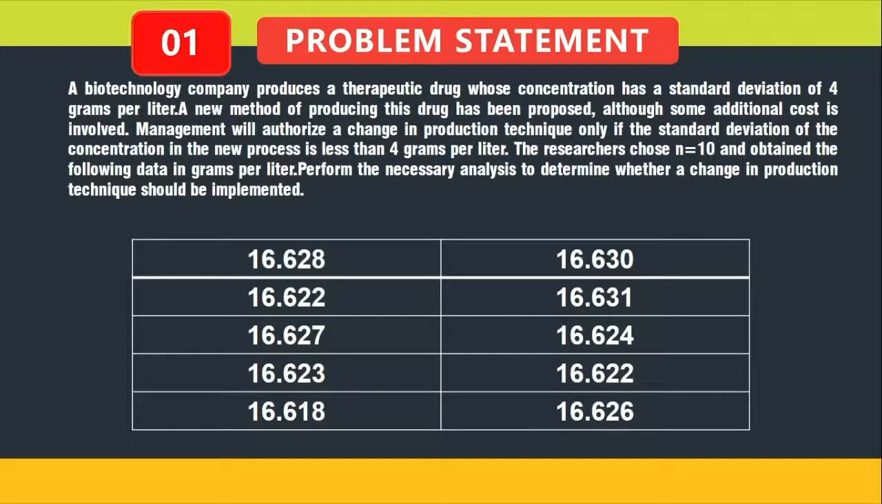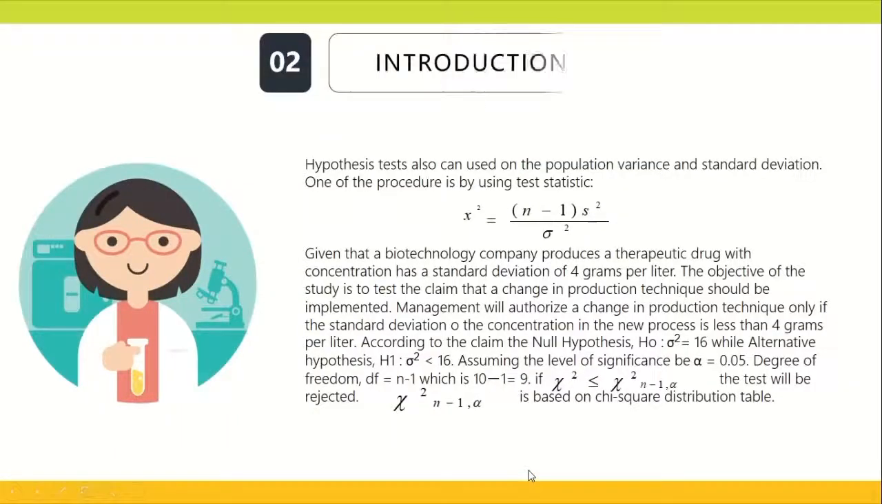So, this is the problem statement. Based on the problem statement, a new method of producing this drug has been proposed. Management will only authorize a change in production technique only if the standard deviation of the concentration in the new process is less than 4 grams per liter. Thus, an analysis will be made to determine whether a change in production technique should be implemented or not. So, this is all the data.